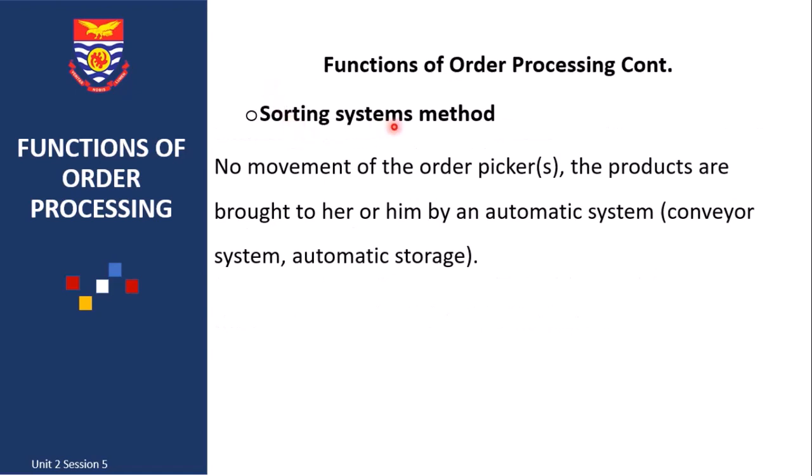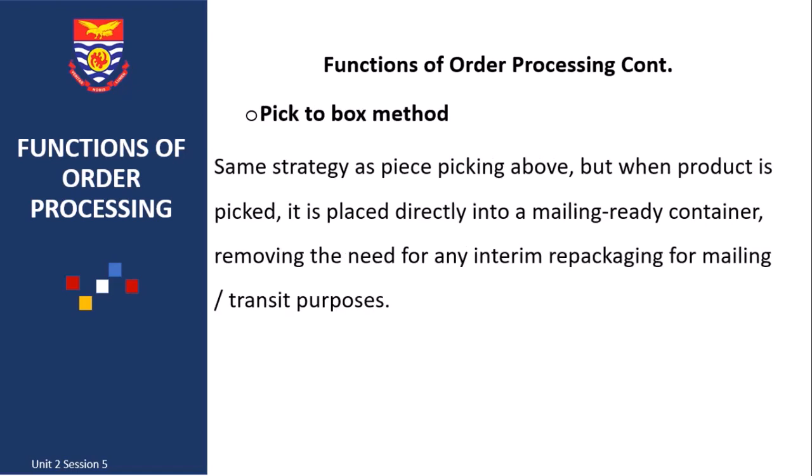Then the sorting systems method is where the warehouse operator sits at a particular place, and then the items are placed on either an electronic or automated system, or a typical example is a conveyor. The items are placed on a conveyor and the picker is expected to pick individual orders and put them together to make all the 5 customer orders and be sent to them.